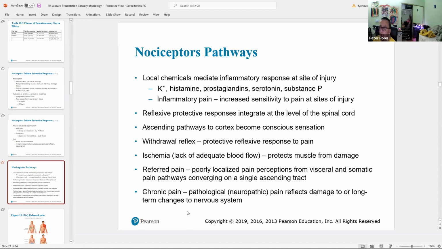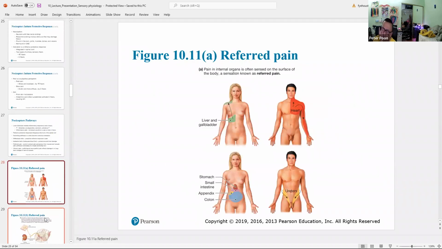I'm going to shortcut this a little bit here. I want to make sure you understand these two things: referred pain and chronic pain. Referred pain is usually internal, pain in the internal organs, your viscera. You're so not used to having pain in your viscera that your body doesn't make sense of it.